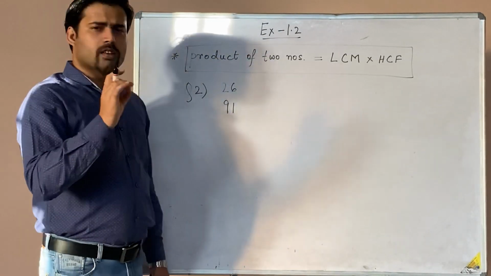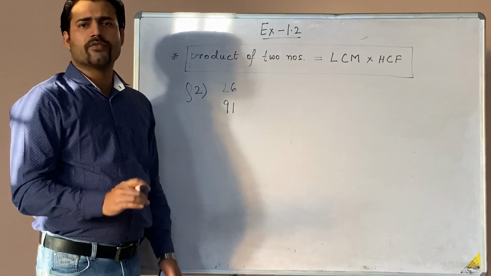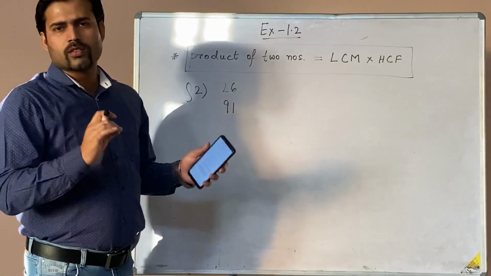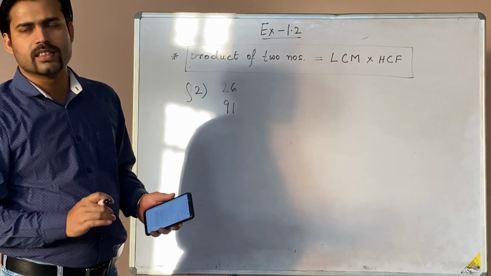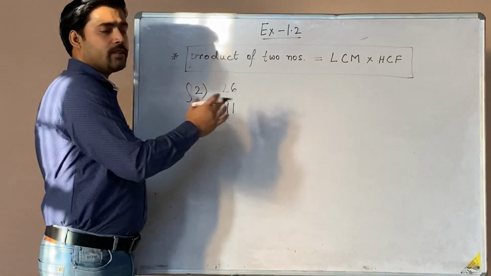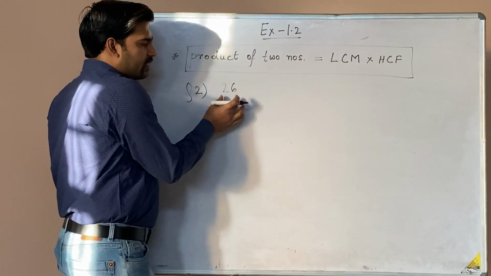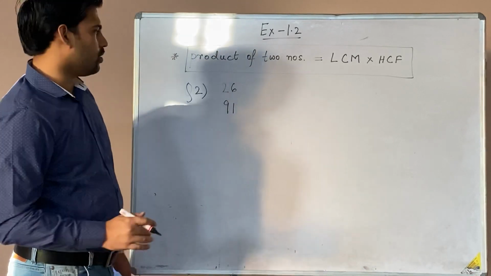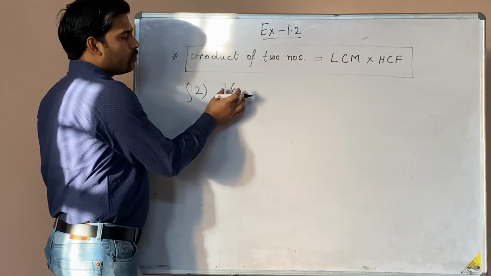But suppose it is not mentioned in the question which process I must adopt, in that case you are free to choose any method. Again I am telling you, if the method is not mentioned in the question, you are free to choose your method. By whichever method you feel convenient, you can do the question. So here I am calculating the HCF by another method. I have been given 26 and 91, and I need to find out the HCF of these two numbers.